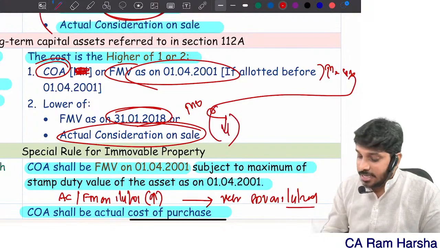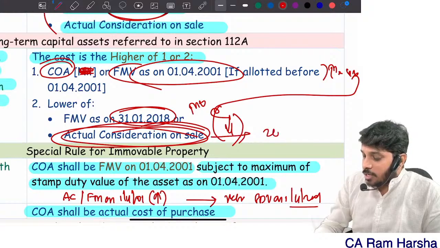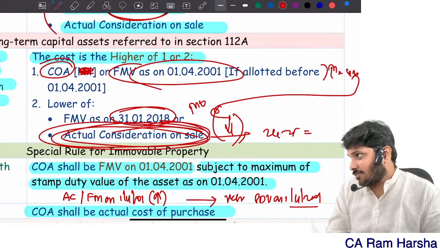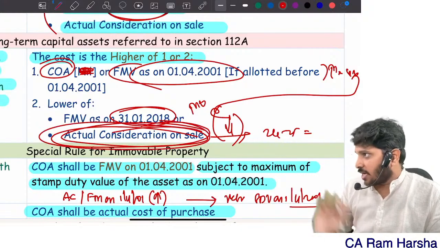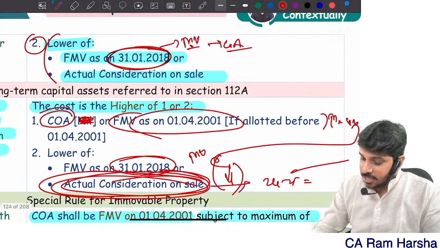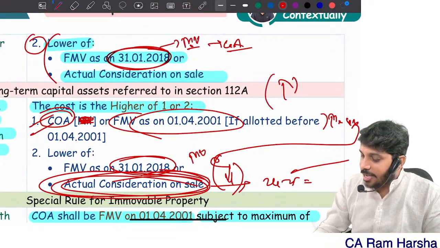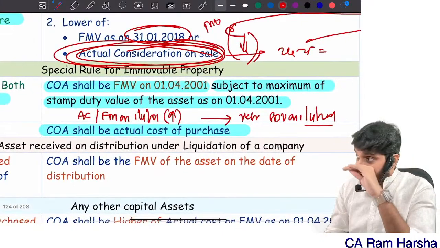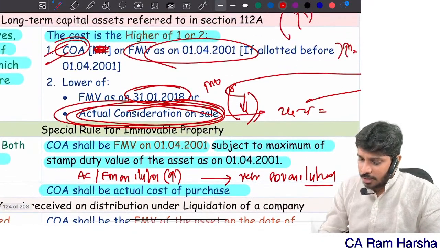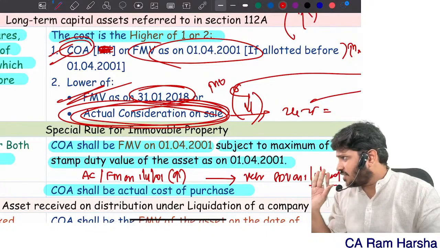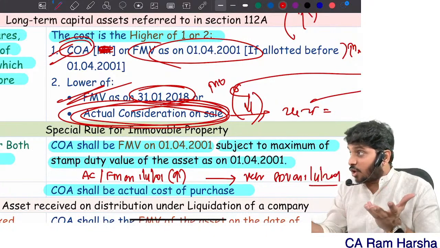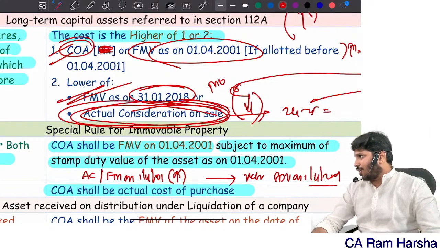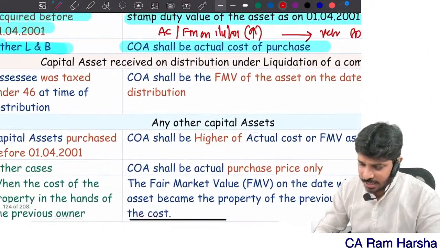Able to understand? See, actual consideration means what? Suppose in 24-25 you are selling it. At what price you are selling? That consideration you should take. Now this consideration or step 1, whichever is higher. That's it. So the minimum cost, how much are they giving? You know, the market value on 31st January. Indirectly, by giving the market value benefit, what are they telling you? Take that much exemption. Able to understand, all of you? That's it.